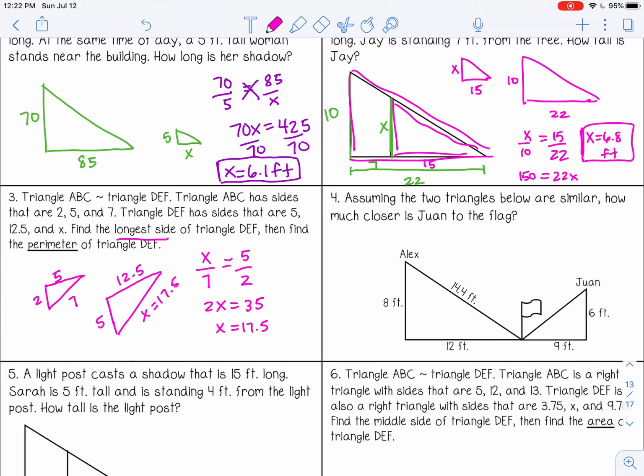All right, and then find the perimeter of triangle DEF. Well, perimeter is the distance around a figure, which means we just need to add these three sides up. So I'm just going to add them in my calculator. 5 plus 12.5 plus 17.5. And that gives me 35. Now, this problem did not give us any specific units, so I'm just going to write units at the end of both.